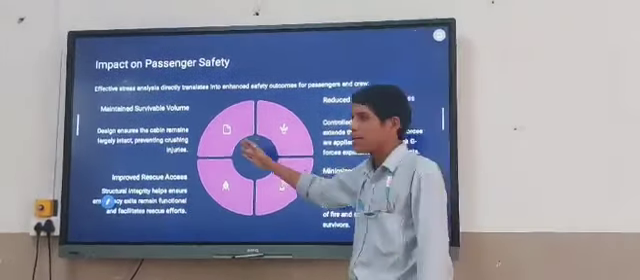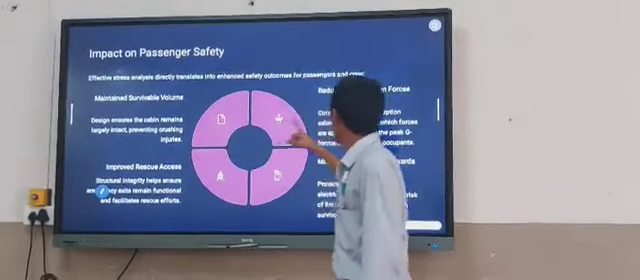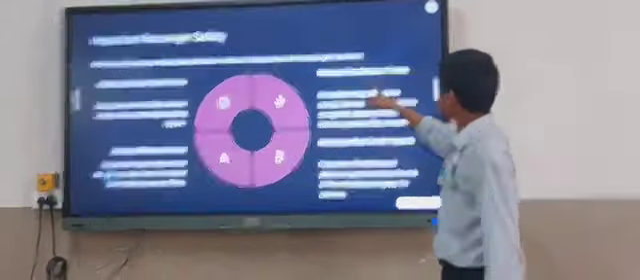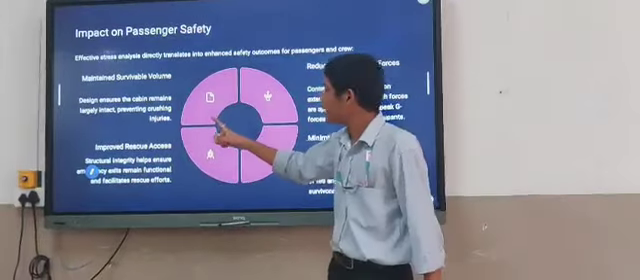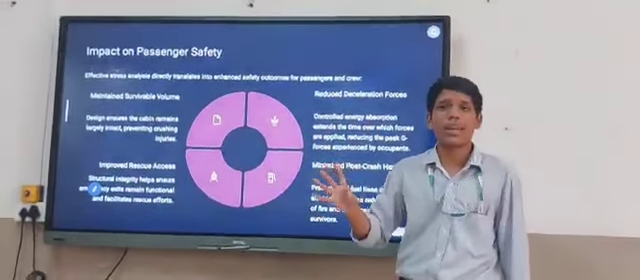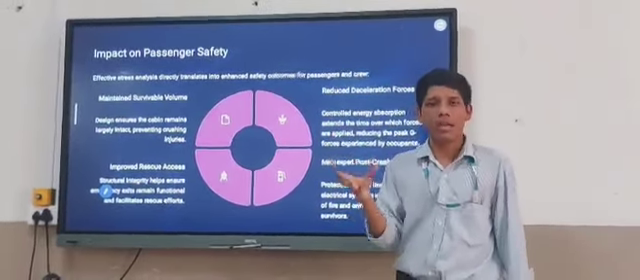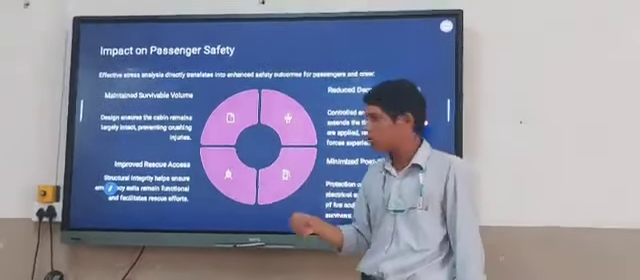So basically it consists of 4 parts: maintain survival volume, improve rescue access, reduce deceleration forces, and minimize post-crash hazards. Maintain survival volume is basically the fuselage that has to be saved and has to have the most integrity because the lives are constrained into that part of the aircraft, so that has to be very strong.